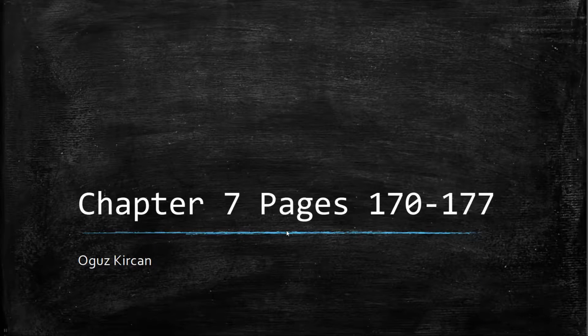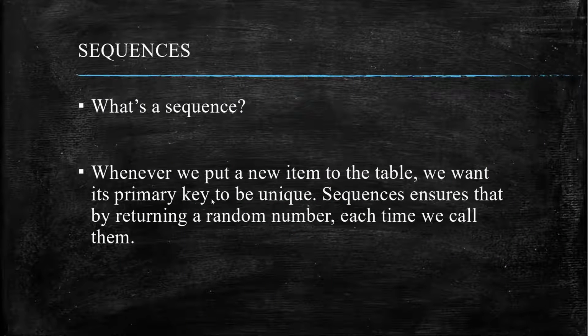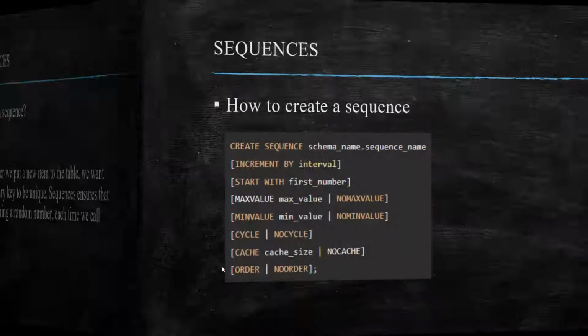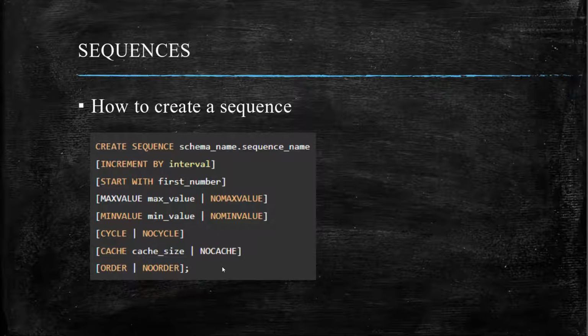Let's get started. So, what's a sequence? Whenever we put a new item to the table, we want its primary key to be unique, and sequences are ways to ensure that by returning a new number each time we call it. But how do we create one? Well, those are the steps that we gotta follow to create one, and I'm gonna go through each one of them separately.